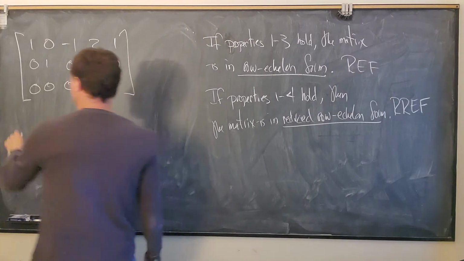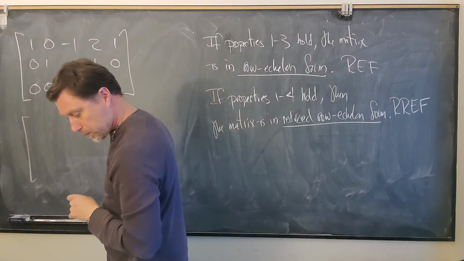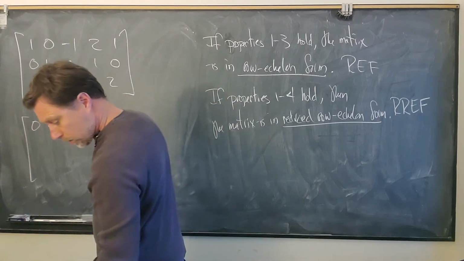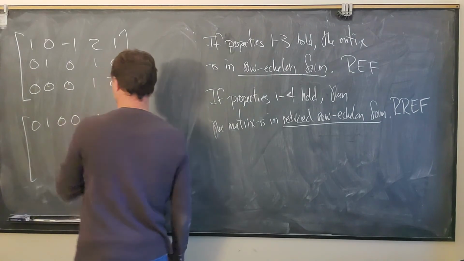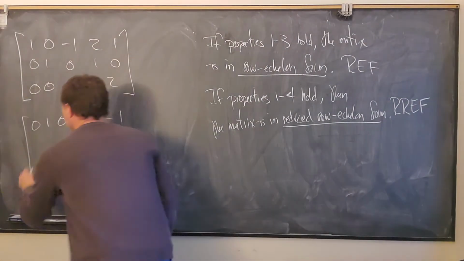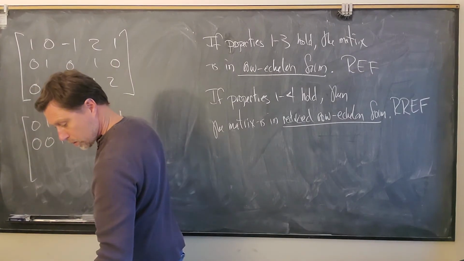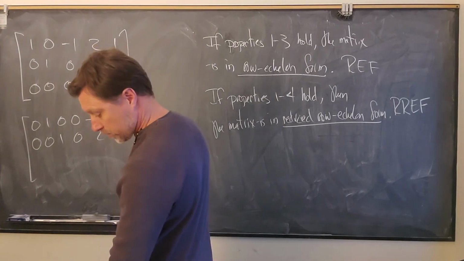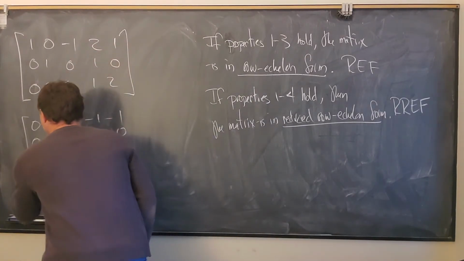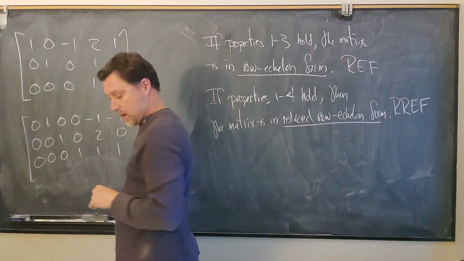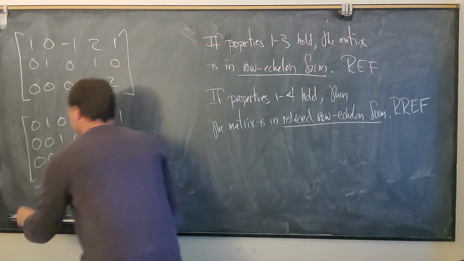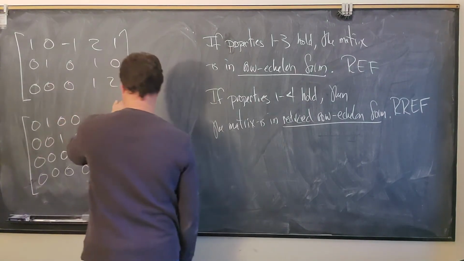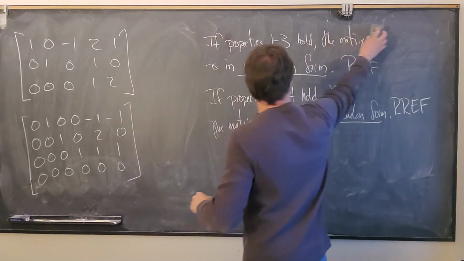Matrix number 2. 0 1 0 0 0 1 0 0, minus 1 minus 1, 0 0 1, 0 2 0. There's going to be 2 more rows here, so the next one's 0 0 0, 1 1 1, and the last row all zeros. Okay, so there's our second matrix.